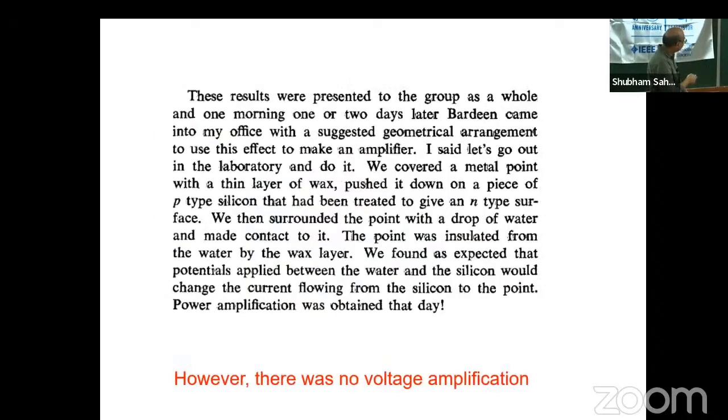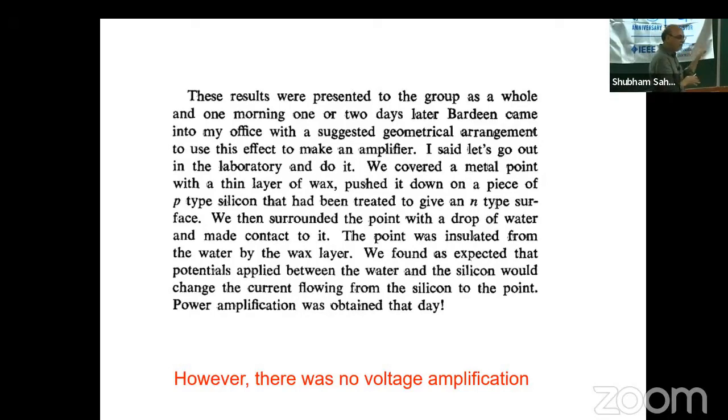Well, these results were presented to the group as a whole. So this is the status of the research. One morning, 1 or 2 days later, Brattain, this is Brattain talking, Brattain came into my office and suggested a geometrical arrangement to use this effect to make an amplifier. So he came up with, why not?